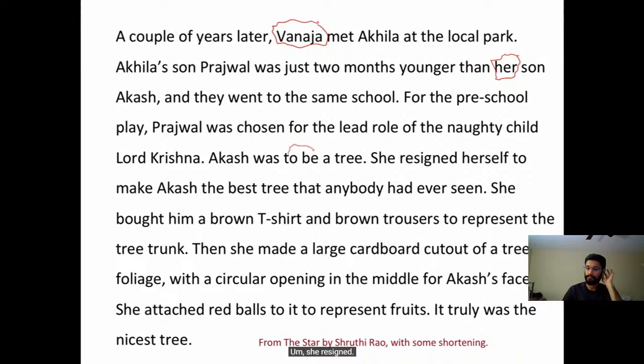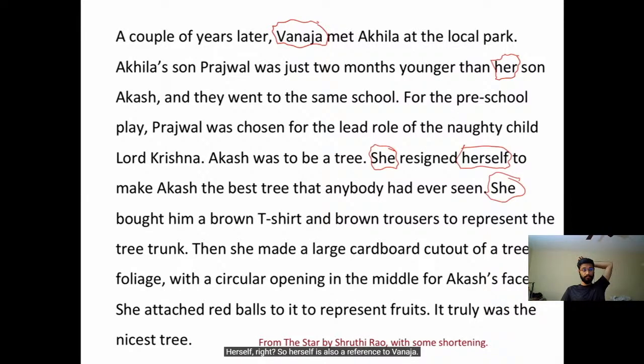She resigned, okay. After that? She was. Okay, so there's another "she." Was there another reference before that? Herself, right? So "herself" is also a reference to Vanaja. Okay, so then again, she made this, "she," okay. So we've done Vanaja. That's a good start.